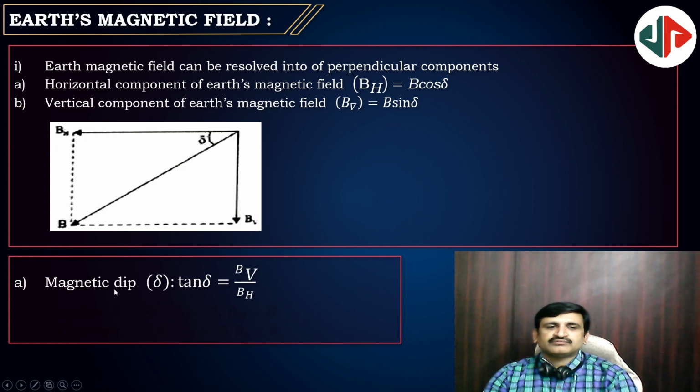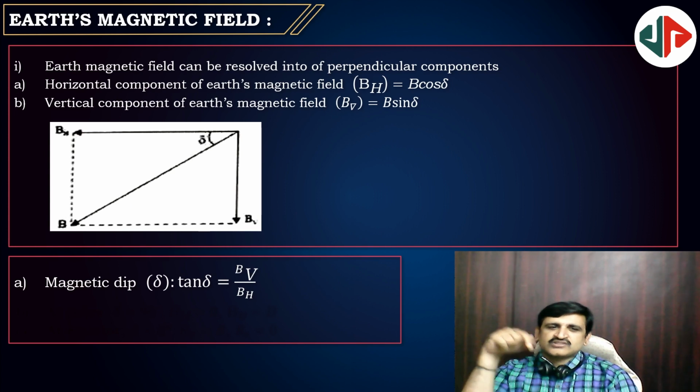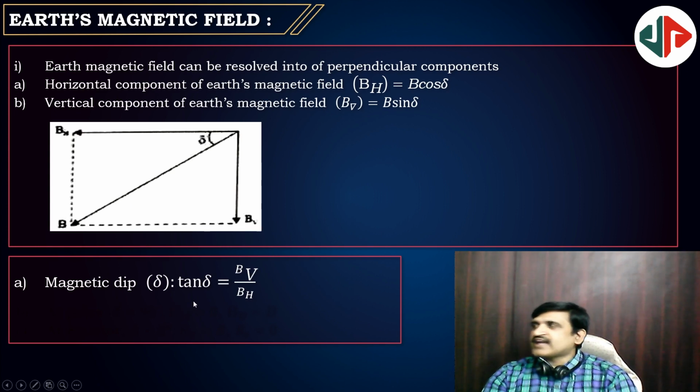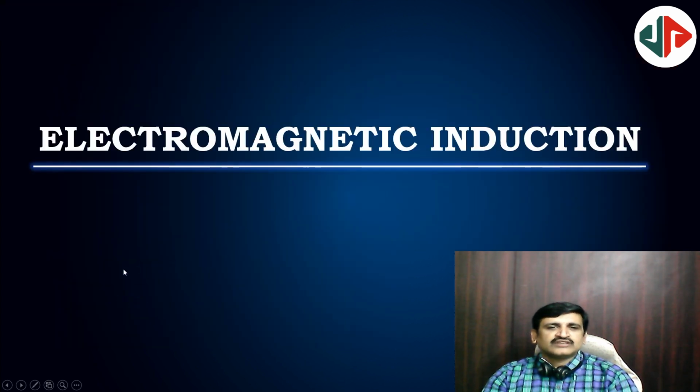Next, magnetic dip. That means if you suspend a bar magnet, then it won't be horizontal to the surface of the Earth except at the magnetic equator. It will be dipped like this. That angle made with the horizontal is the dip angle, that is magnetic dip, whose tan delta is equal to BV by BH. At poles, delta is equal to 90 degrees, BH is equal to 0, BV is equal to B. And at the equator, delta is equal to 0, BH is equal to B, BV is equal to 0.